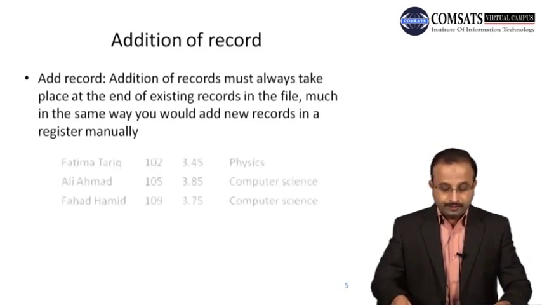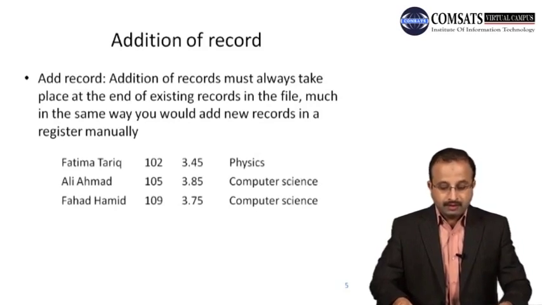So for example, if we have these 3 records and each record has 4 fields, let's review previous things as well. These 4 fields are the name, ID, that is roll number, and CGPA and department. So the first record is: the name is Fatma Tariq, ID or roll number is 102, CGPA is 3.45, and subject is physics. So that is one record, and it is composed of 4 fields.